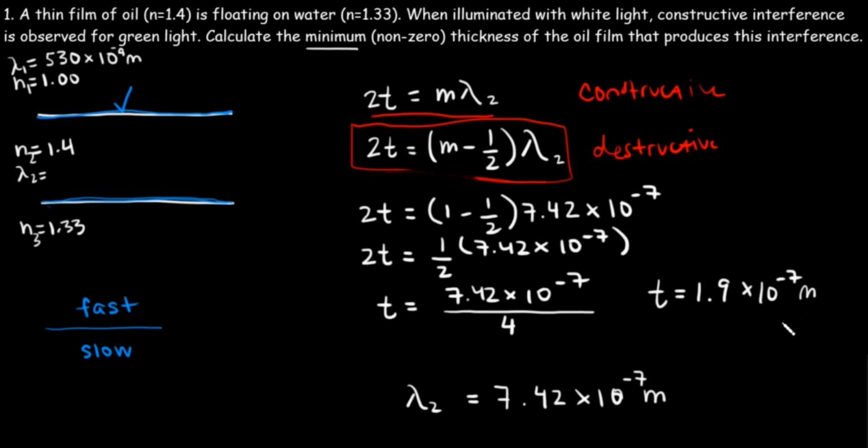And if you want to change this to nanometers, all you gotta do is multiply it by 10 to the power of 9. Which is 190 nanometers. And that is the answer for this question.